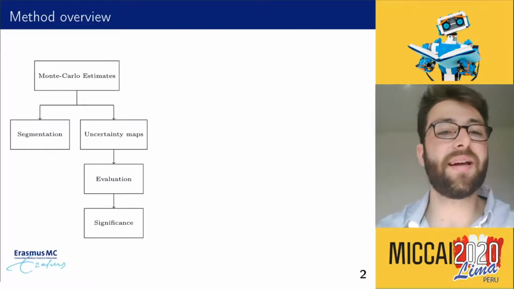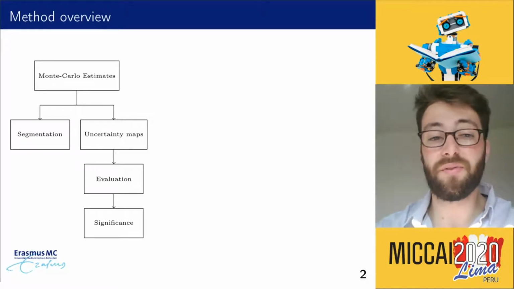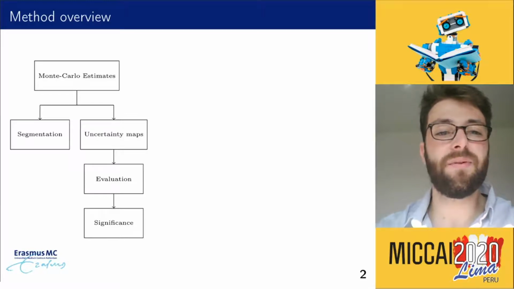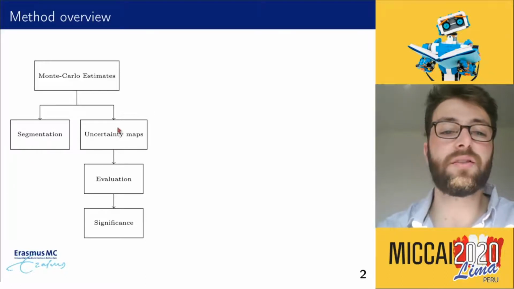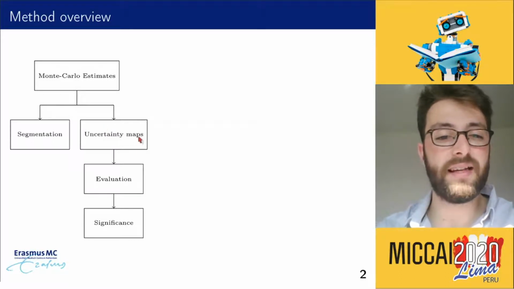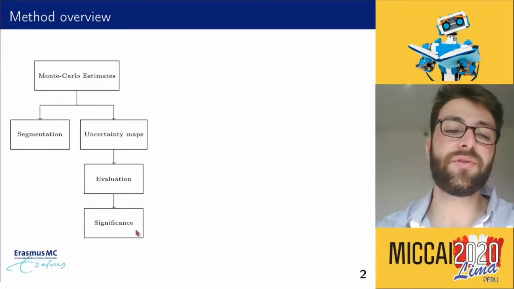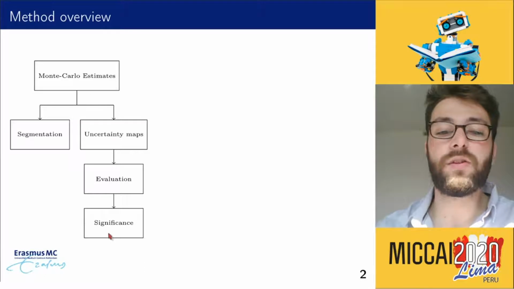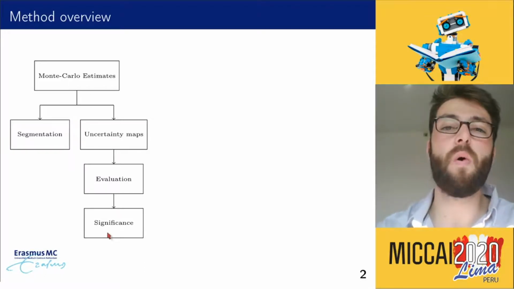So now I would like to guide you through the method thanks to this diagram. What we get with the Monte-Carlo technique is several estimates. From those several estimates, we can have a segmentation and we can compute different uncertainty maps. Then what we did is evaluate each of those uncertainty maps in order to determine which ones were better than others and if this difference was significant.